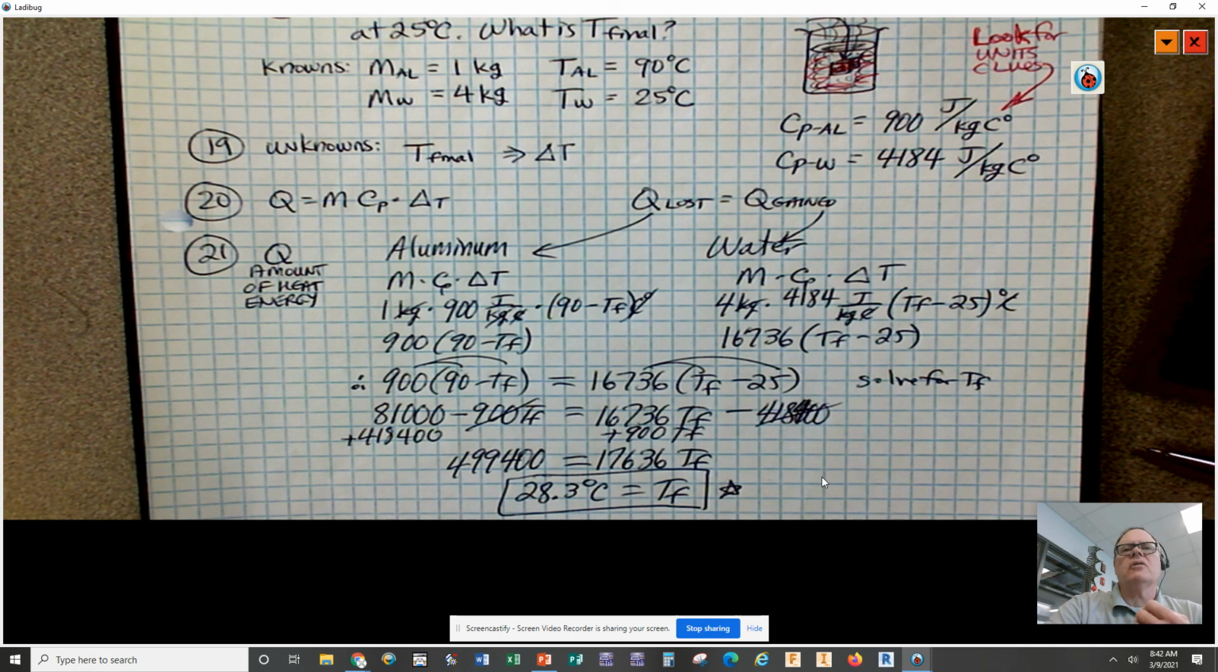Again, go back and look at the PowerPoint examples, have your formulas next to you. Start by listing your knowns and your unknowns, and then the formulas, and then plug into the formulas, solve, and you should be able to come up with a final answer.